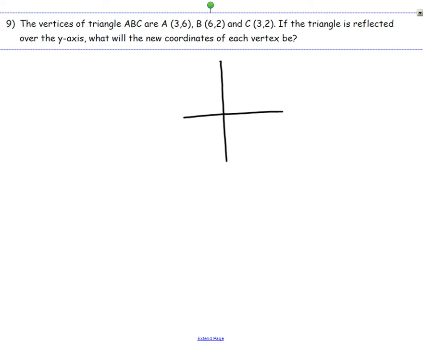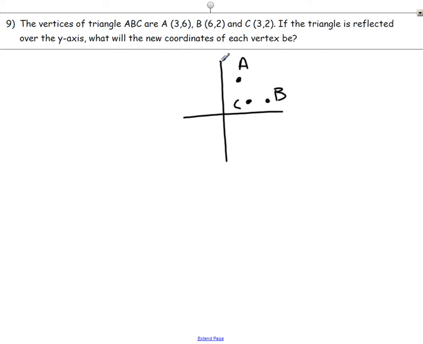So, 3, 6, 6, 2, and 3, 2. Where would all of those points be located? Quadrant 1. These would all be in quadrant 1. It doesn't really matter where you put them. There's A, 6, 2 is B, and 3, 2. I guess it would be more lined up, but whatever. Doesn't really matter. All we need to know, we reflect that over the y-axis.